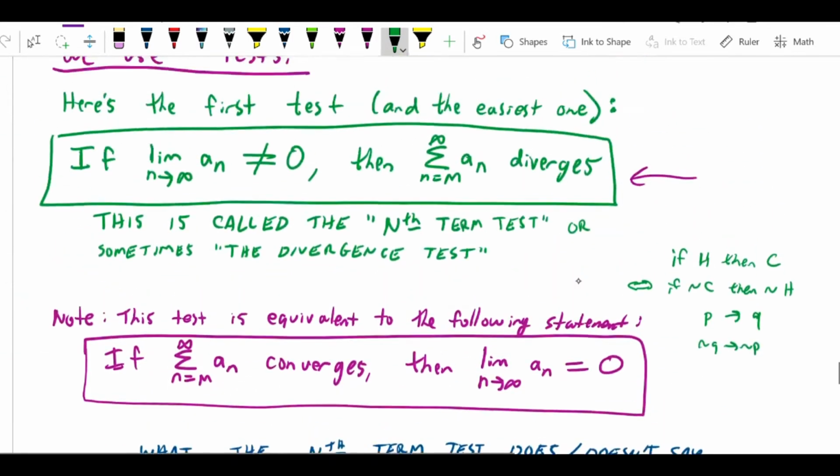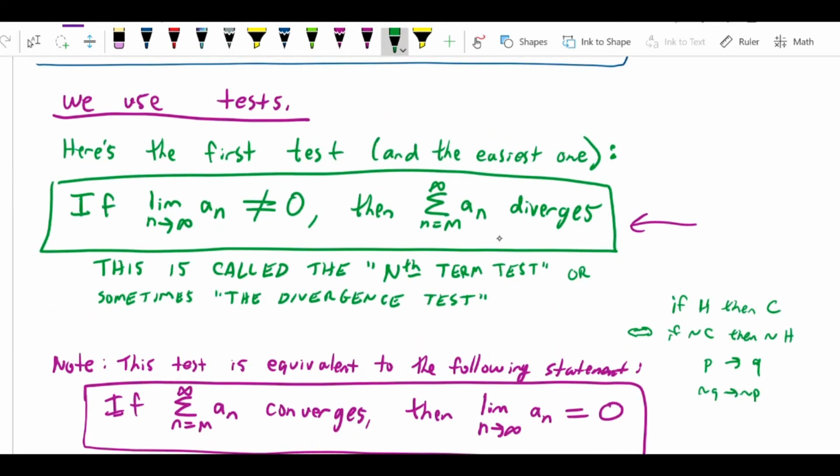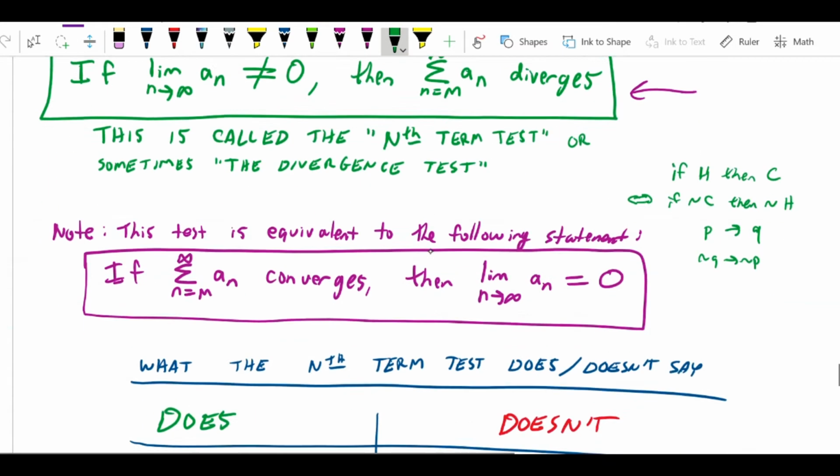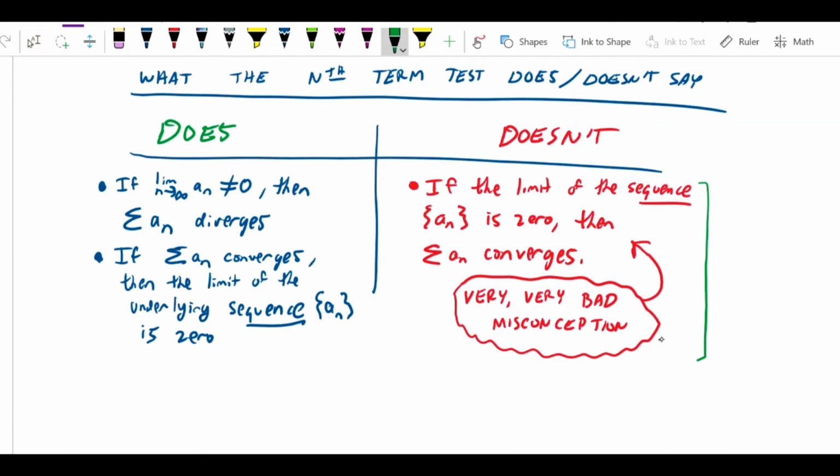It's sort of natural to say, well, if the limit is not 0, then the series diverges. That must mean that if the limit of an is 0, then the sum of an converges. But that is not true, and that's why I've labeled that here to be a very, very bad misconception. It's not the case that the converse of a theorem is necessarily true. Sometimes it is, sometimes it isn't. But in this case, this is not a true statement.